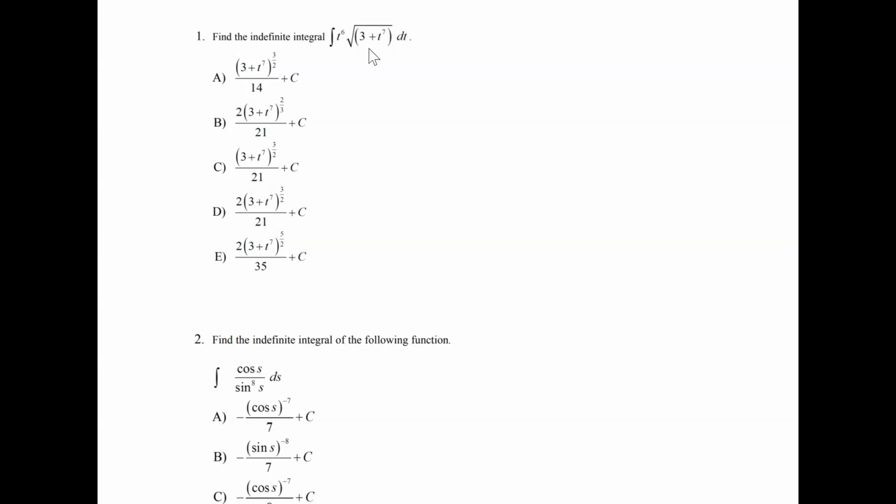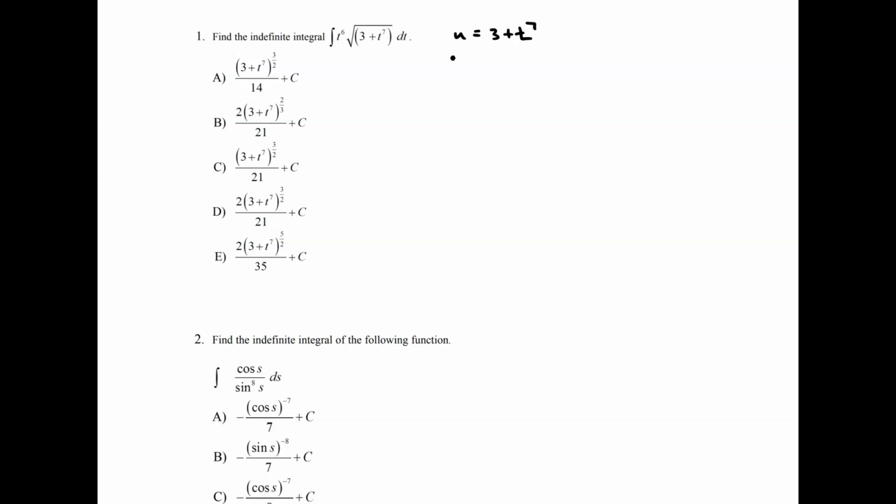So to begin with, in this one, we see a composite function. Same thing, glancing ahead to number 2, we see composite functions. So not surprising that we're using this u substitution strategy. So in this problem, I'm going to take the inner part of my composite function. So I'm going to take u is equal to 3 plus t to the 7th.